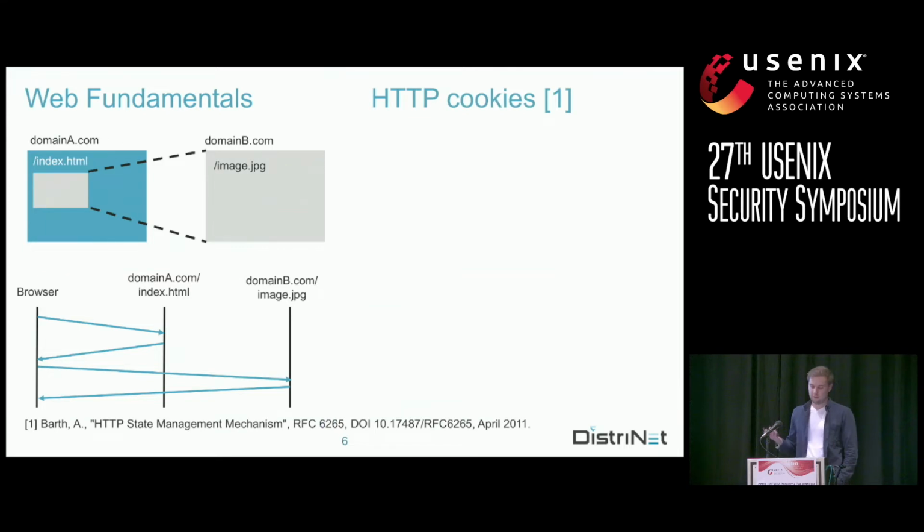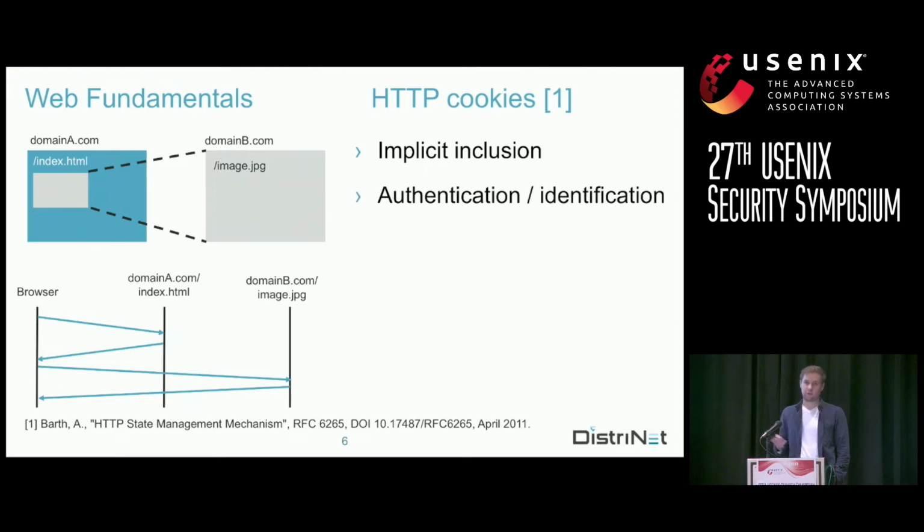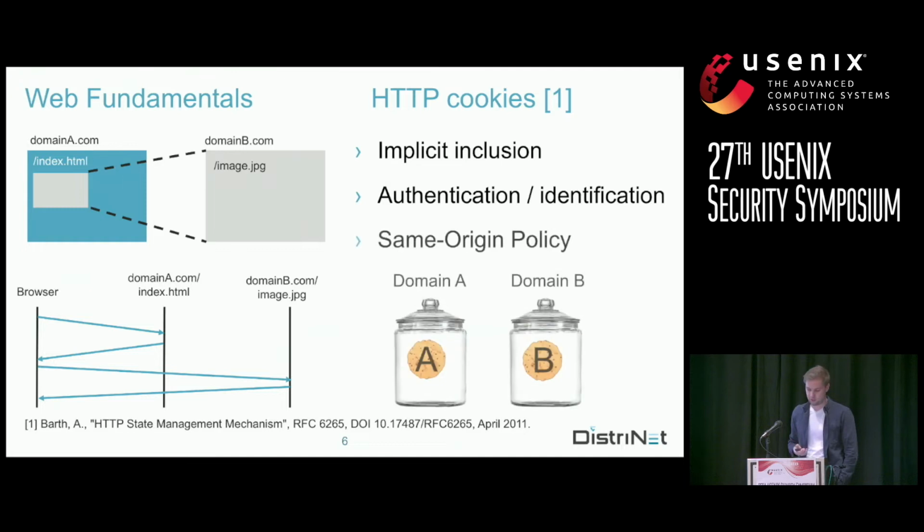Now, another important aspect of the web is HTTP cookies. These are small amounts of data that can be used by websites to store information on the user's device, and from then on, these are implicitly included when the user visits the website. Cookies are used widely for means of authentication and identification of users. And they are also subjected to the same origin policy.